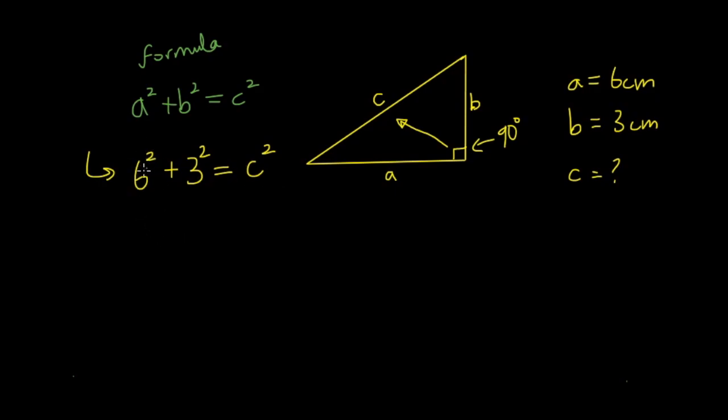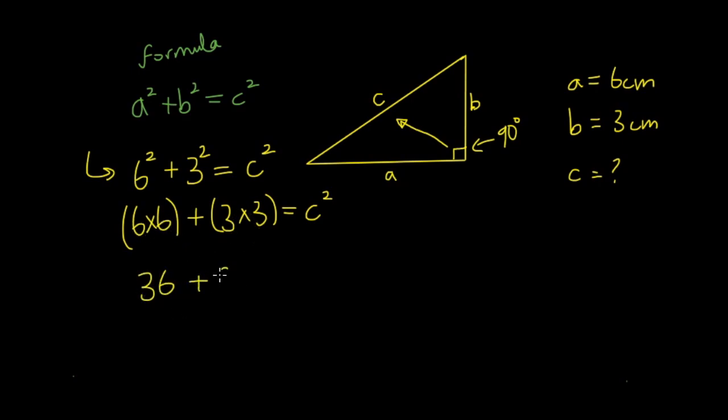Okay, so what we already know is 6 squared is equal to 6 times 6 plus 3 squared, which is 3 times 3, is equal to c squared. Okay, 6 times 6 is 36, plus 3 times 3, which is 9, is equal to c squared. So we simply do this addition here. 36 plus 9 is equal to 45.